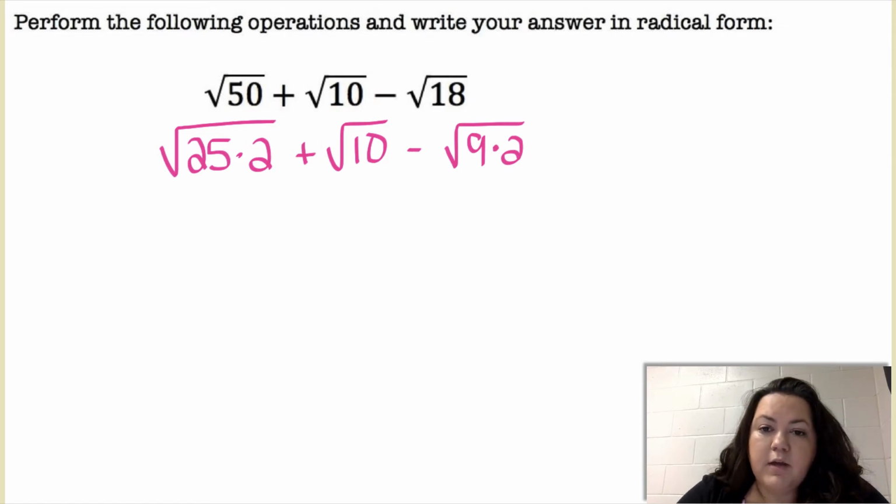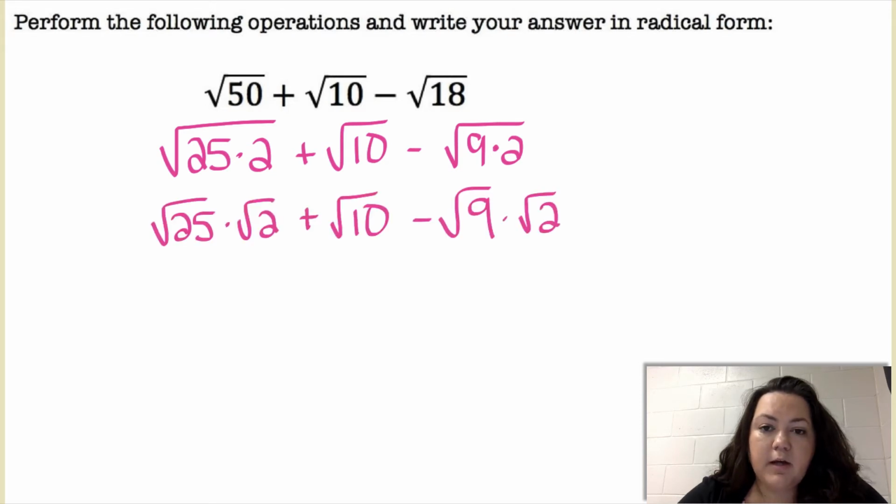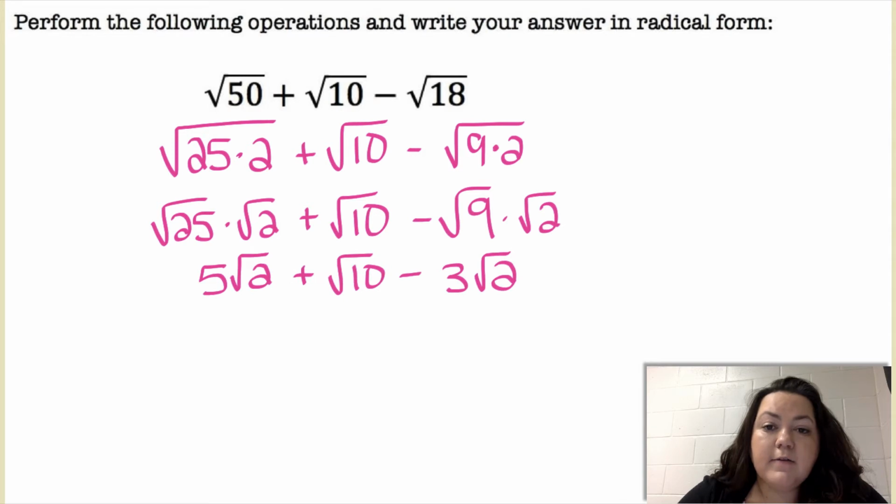So I'm looking for perfect squares. 25 is a perfect square, 9 is a perfect square. There isn't a perfect square that multiplies by something to make 10, so I'm just going to leave it as the square root of 10. All right, so then I'm going to break it all up into individual pieces. So I have the square root of 25 times the square root of 2 plus the square root of 10 minus the square root of 9 times the square root of 2. Well, the square root of 25 is 5, and the square root of 9 is 3. So I have 5 square root of 2 plus square root of 10 minus 3 square root of 2.